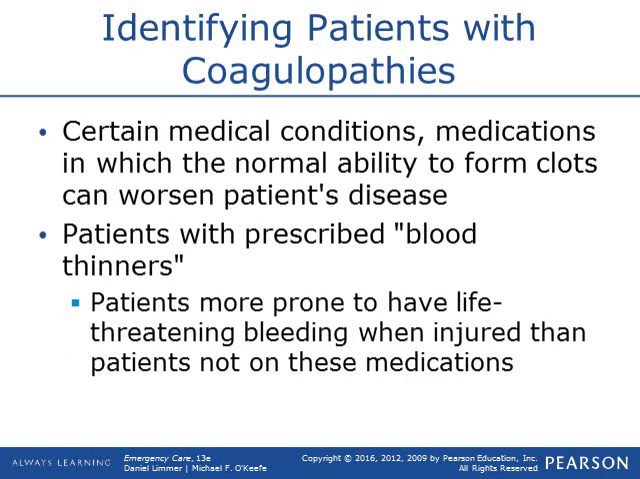Now, how to identify patients with coagulopathies. Certain medical conditions and medications will lend to this. If a patient is on a prescribed blood thinner, that patient has coagulopathy. Patients who are on blood thinners have more serious to life-threatening bleeding when injured than patients not on those medications. So a big thing to ask any trauma patient or patient who is bleeding is if they are on any blood thinners, to know if you're going to have a hard time controlling their bleeding.